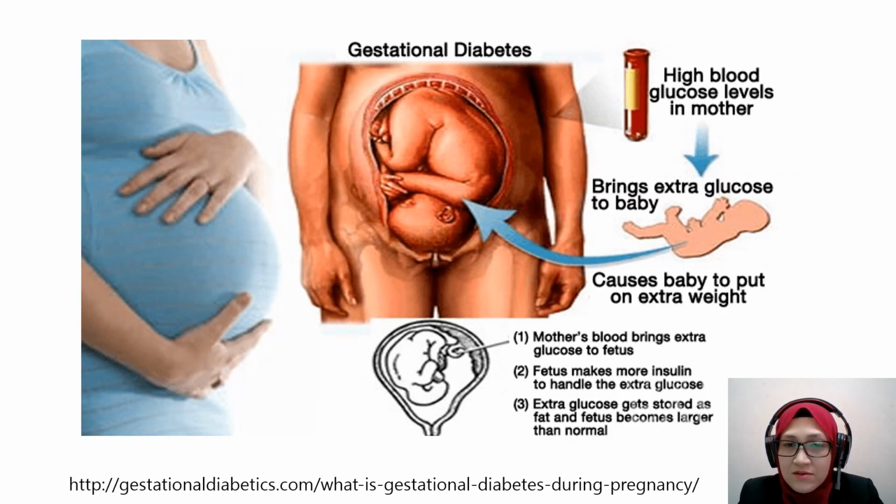Okay, so this is the pathophysiology of how the high blood glucose will benefit the baby. It will fuel the growth of the baby. But during gestational diabetes, the blood glucose level is high, so it can also cause high blood glucose in the baby, and then the baby puts on extra weight.